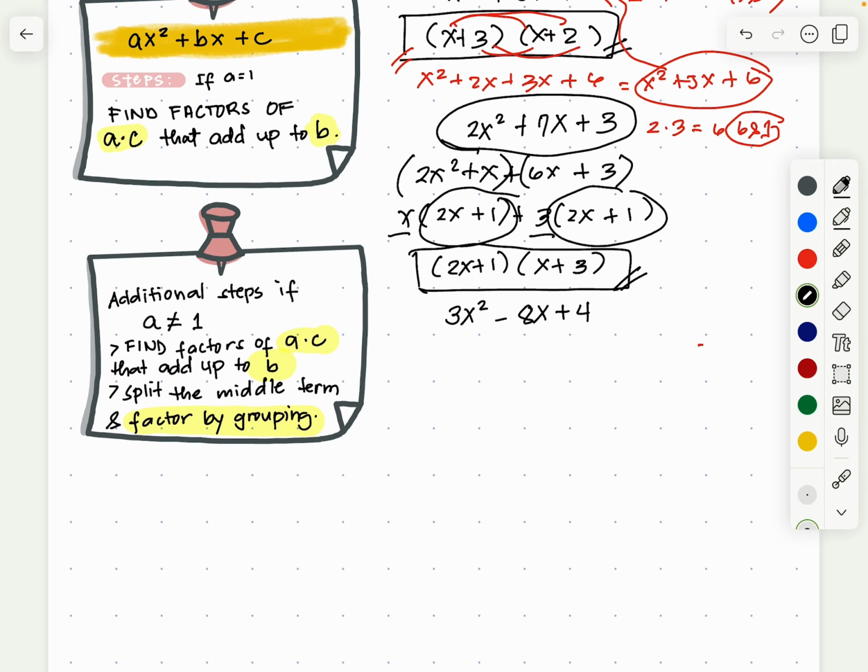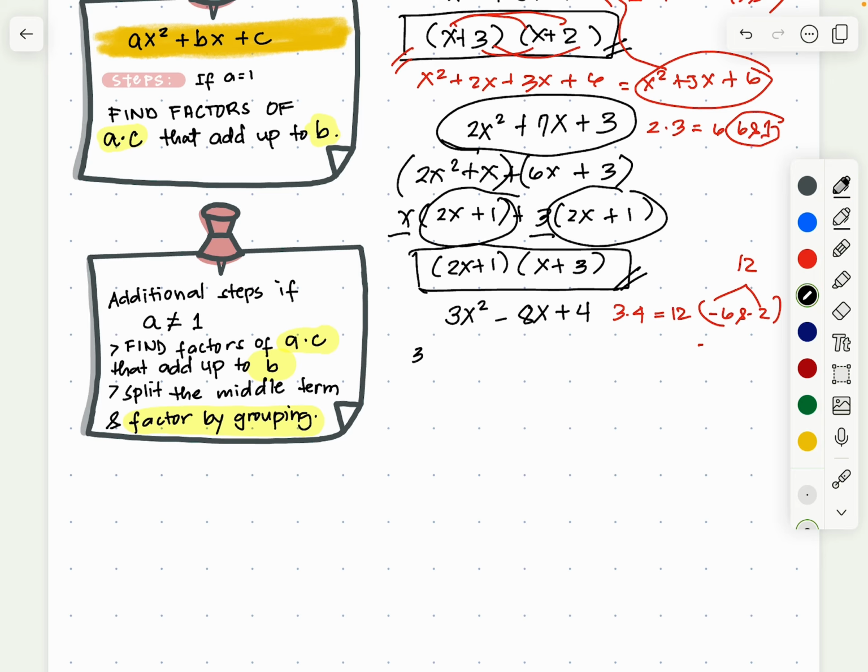Next, the same process, because our a here is not equal to 1. So we have to multiply 3 times 4. 3 times 4 is 12. And then think of factors of 12 that would result to a negative 8. So it can be negative 6 and negative 2, right? Negative 6 times negative 2 is positive 12. But if you add them up, it would result to negative 8. So that fits our condition as well.